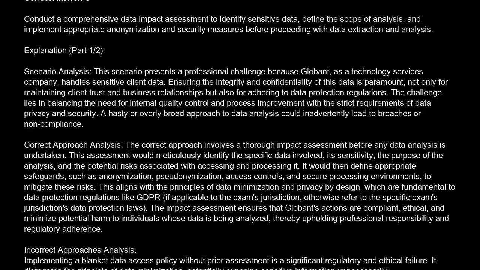This aligns with the principles of data minimization and privacy by design, which are fundamental to data protection regulations like GDPR, if applicable to the exam's jurisdiction, otherwise refer to the specific exam's jurisdiction's data protection laws. The impact assessment ensures that Globant's actions are compliant, ethical, and minimize potential harm to individuals whose data is being analyzed, thereby upholding professional responsibility and regulatory adherence.